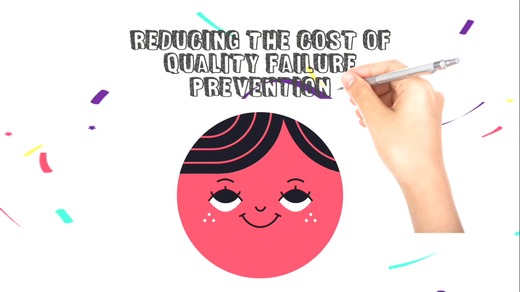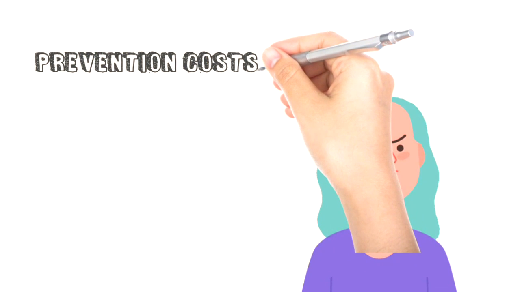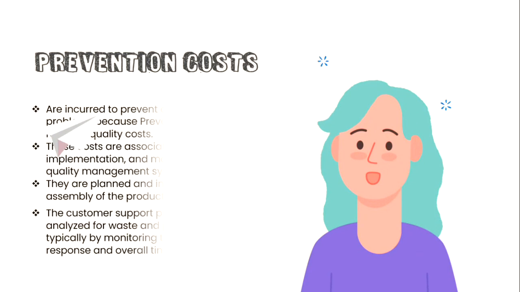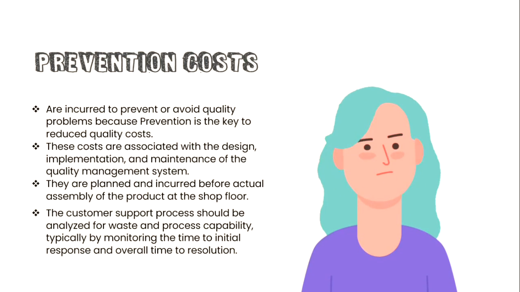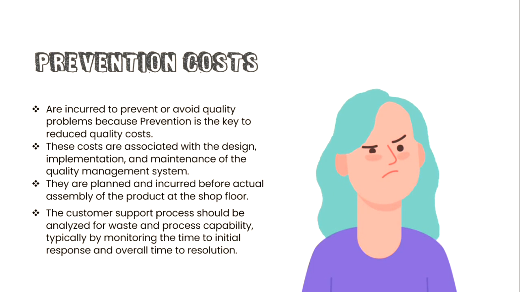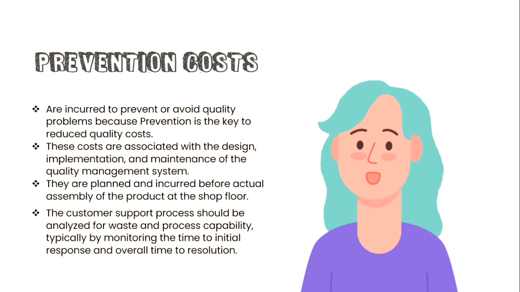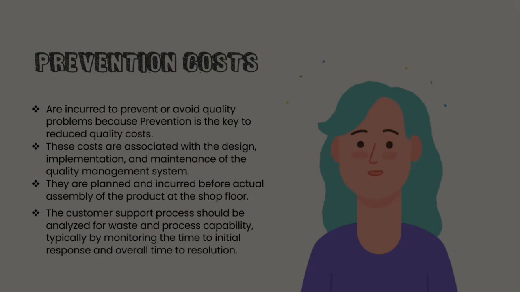Reducing the cost of quality failure: prevention. Prevention costs are incurred to prevent or avoid quality problems, because prevention is the key to reducing quality costs. These costs are associated with the design, implementation, and maintenance of the quality management system. They are planned and incurred before actual assembly of the product on the shop floor. The customer support process should be analyzed for waste and process capability, typically by monitoring the time to initial response and overall time to resolution.